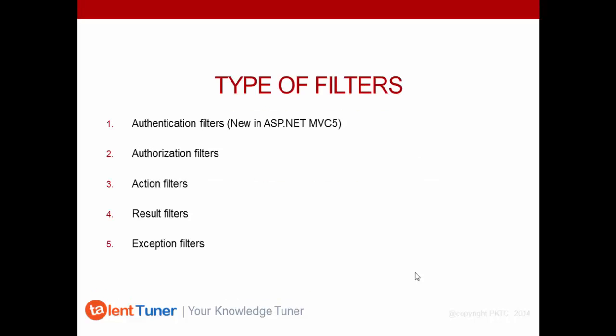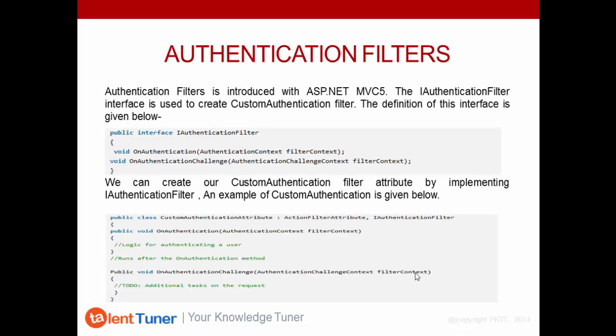Now, how many types of filters are there in ASP.NET MVC 5? There are 5 types of filters. Number 1, Authentication Filter. It is new in ASP.NET MVC 5. Authorization Filter, Action Filter, Result Filter, and Exception Filter. Let's start with the Authentication Filter.